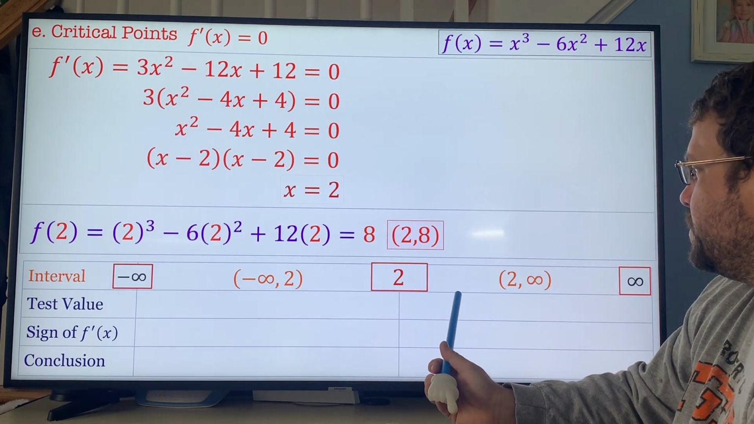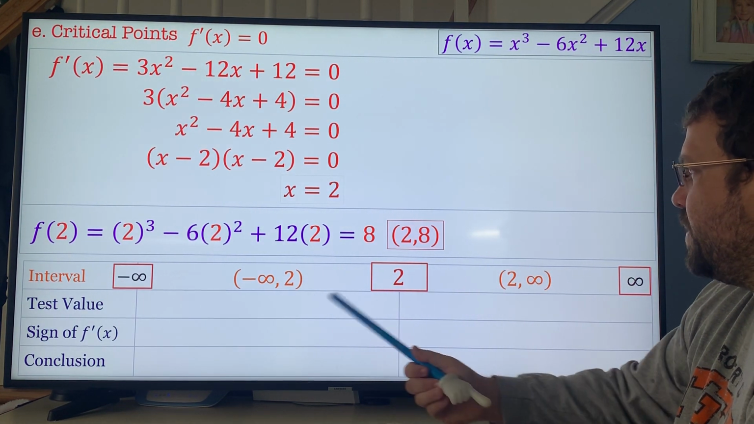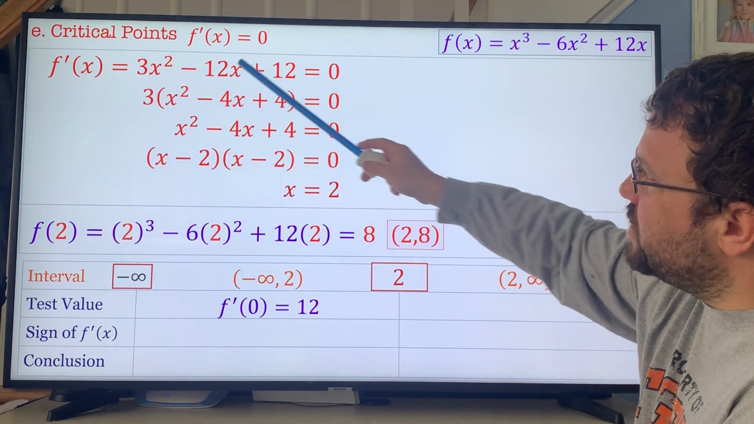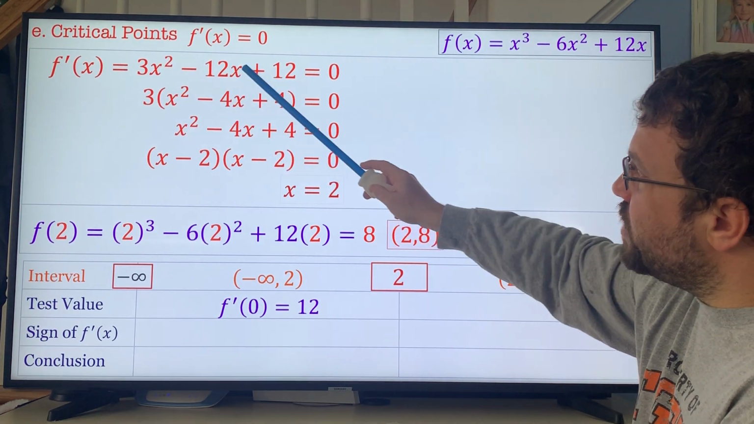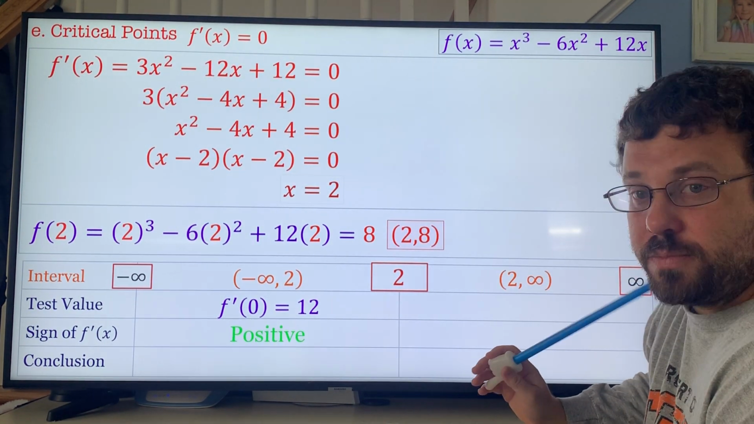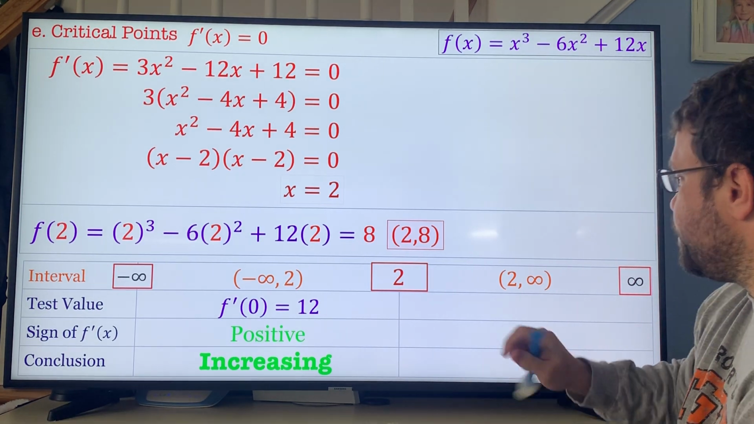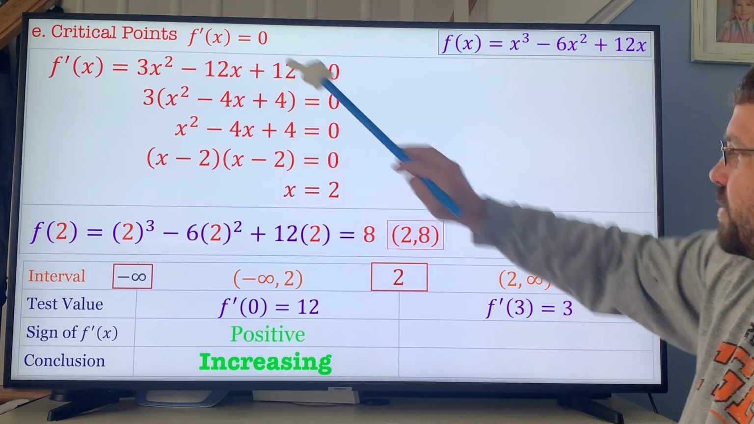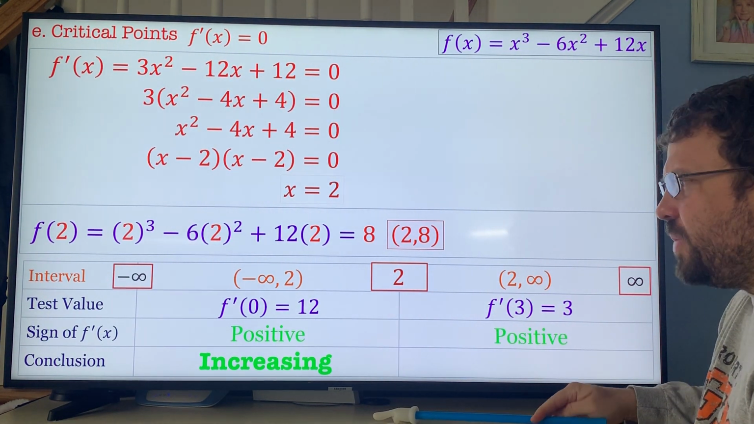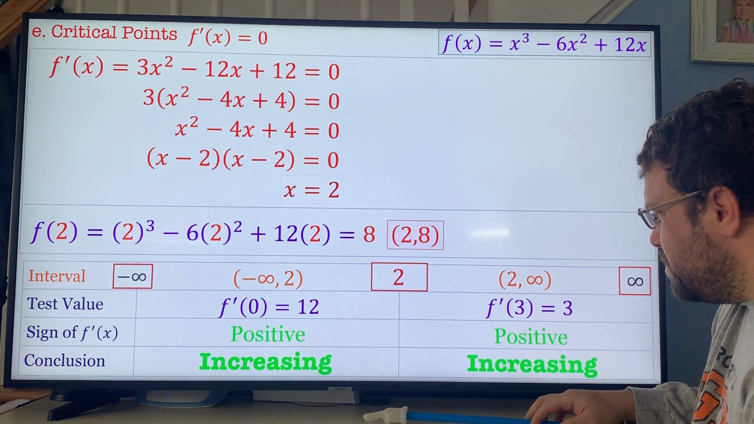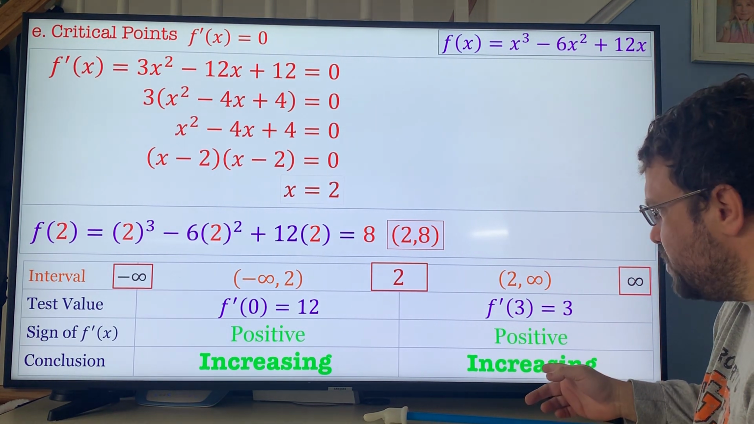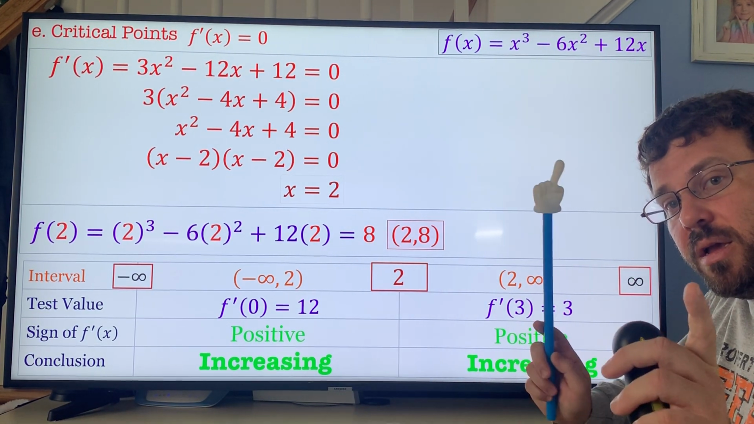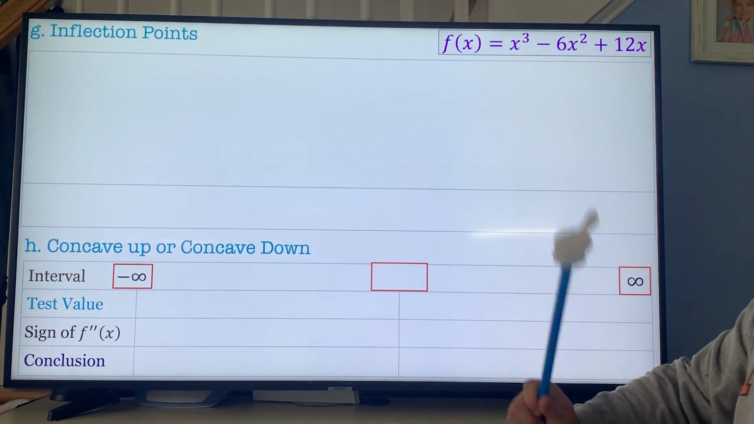Negative infinity to 2, 2 to infinity. Pick a number, 0 or 1, doesn't matter. We're going to plug it into here though. When I pick 0, 0 minus 0 plus 12 is 12. If I picked 1, 3 minus 12 plus 12 would have been 3. In both cases, the answer is positive. Positive answers are increasing. Let's pick 3. 3 times 9, so 27 minus 36 plus 12 gives you 3. Wait a second, it's still positive. That's weird. It's still increasing. Interesting. Increasing, increasing. Notice it doesn't always have to be opposite. For those of you guys that like to take shortcuts.